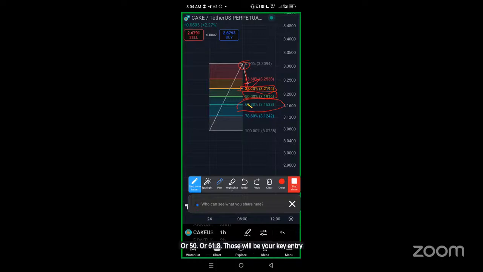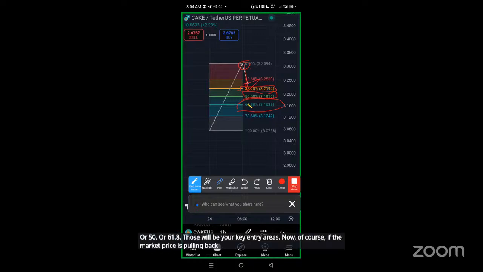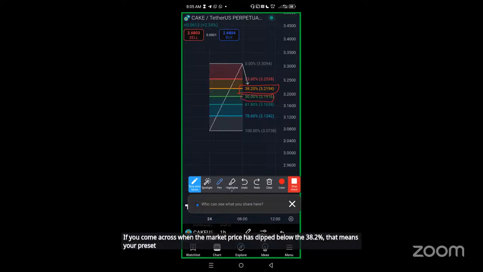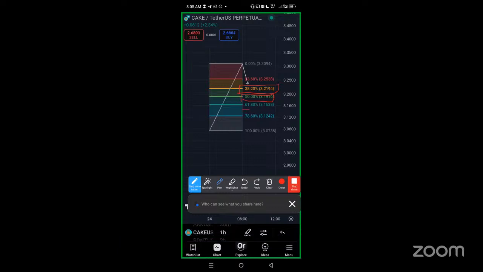Now, of course, if the market price is pulling back, most of the times people tend to use preset. The best area to identify and put as your preset would be around the 38.2%. If you come across when the market price has dipped below the 38.2%, that means your preset could be set at the 50% fib level. Or it could actually equally be set at this.